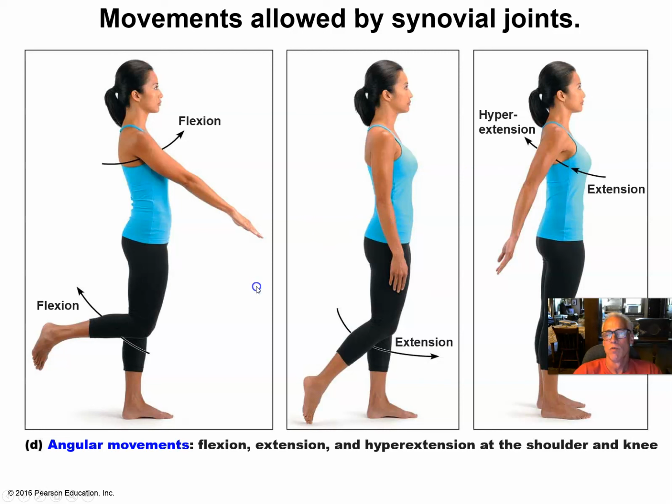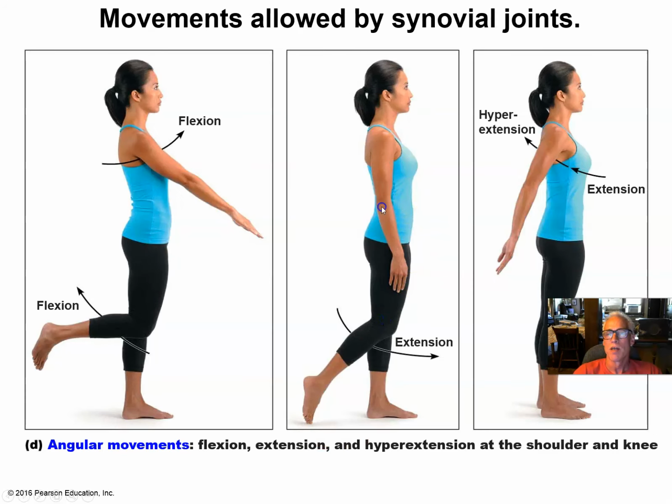So more angular movements about the shoulder. How about the knee? If you reduce the angle between the femur and the bones of the lower leg, the tibia and fibula, that's called flexion of the leg or knee. And then if you increase the angle, once again, moving the lower leg back towards anatomical position, that's called extension of the knee or lower leg or just leg.